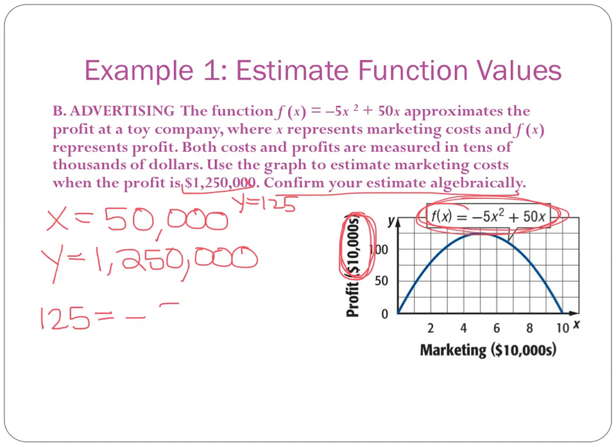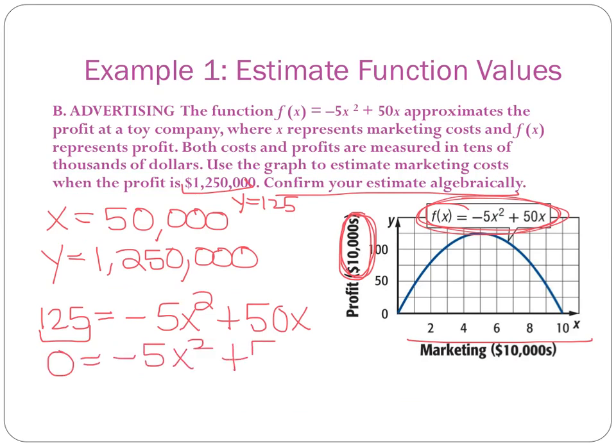And I'm going to solve this equation for x to determine, again, x on the x-axis here is our marketing costs. Now, what I can do is move this 125 to the other side of the equation and get a 0 here, and I get negative 5x squared plus 50x minus 125. So I moved this 125 to the other side of the equation by subtracting 125 from both sides.